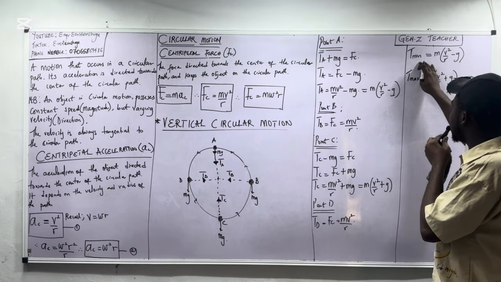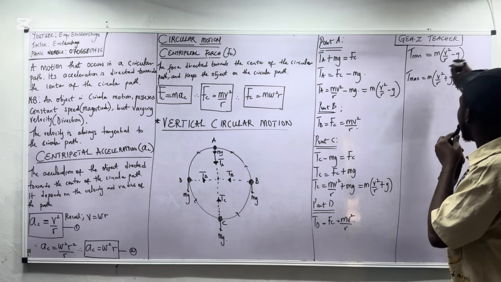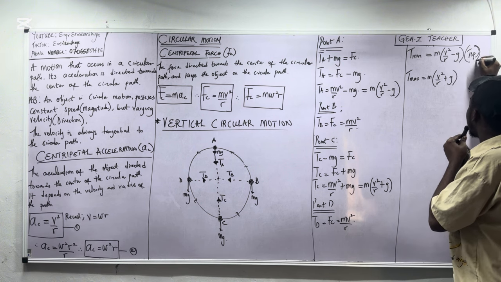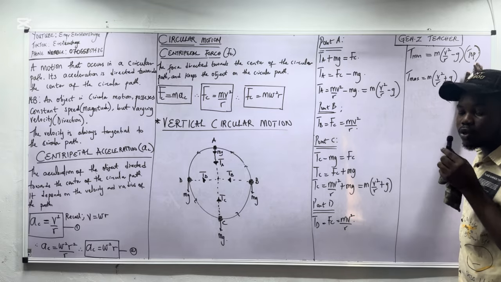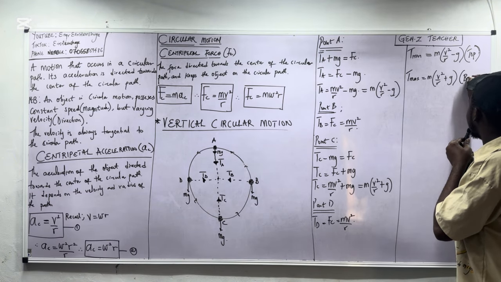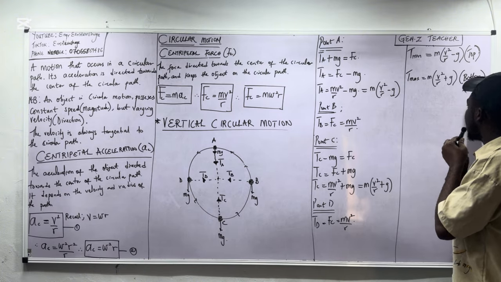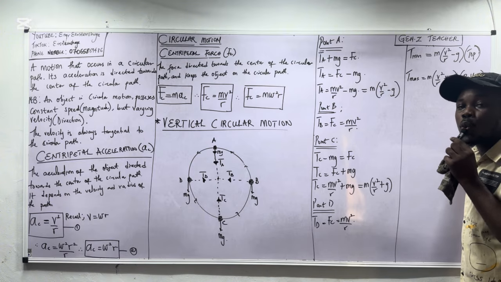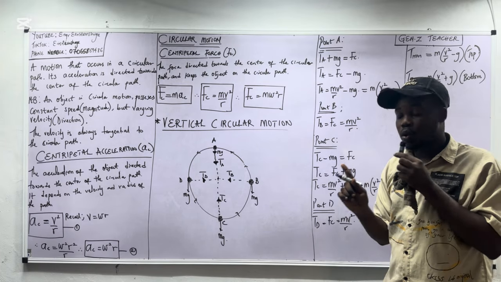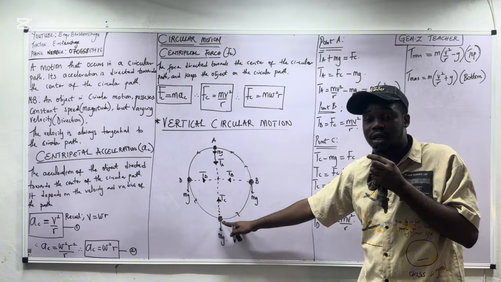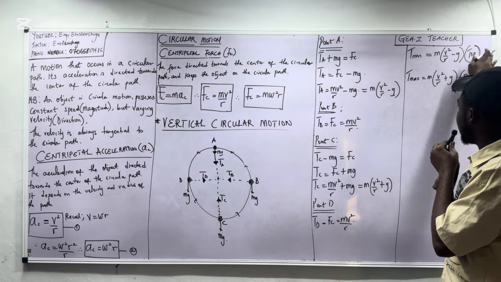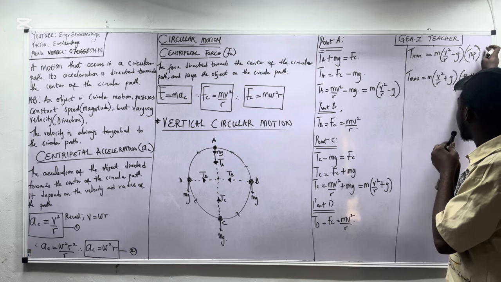So minimum tension occurs at point A, and remember, A is the top. So you can be told again, where does it occur? It occurs at the top of the circular path, while the maximum tension occurs at the bottom. Or they might ask you, where is breakage likely to occur? Take note, breakage is likely to occur at the point that has the maximum tension, which is at the bottom, point C. So T min at point A and T max at point C, which is top and bottom.